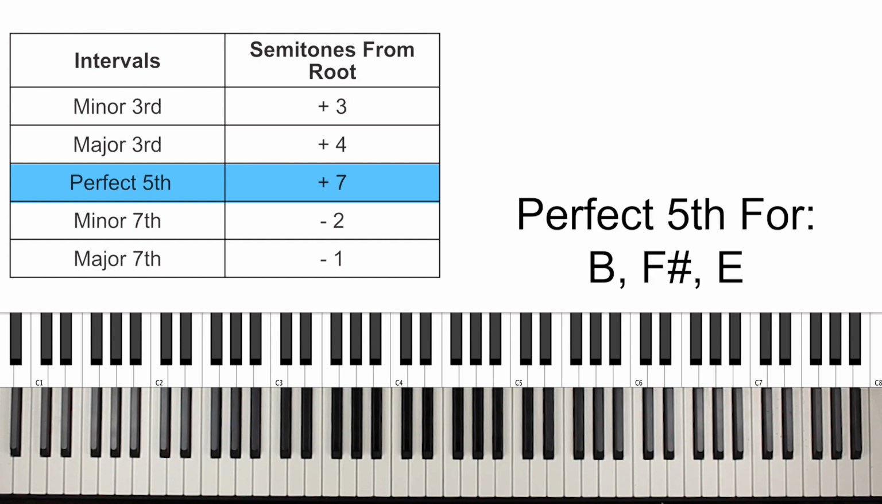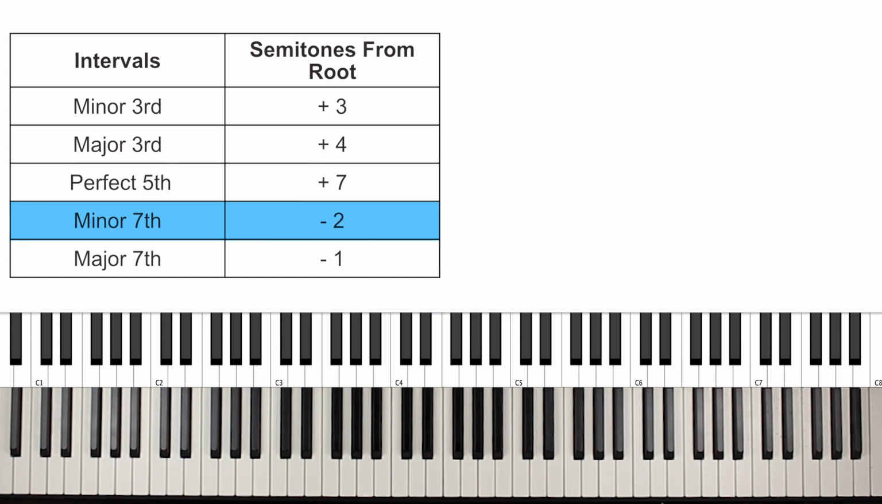We'll find the fifth for B, F sharp, and E. So for B, 1, 2, 3, 4, 5, 6, 7, the fifth is F sharp. For F sharp, 1, 2, 3, 4, 5, 6, 7, the fifth is C sharp. And for E, 1, 2, 3, 4, 5, 6, 7, the fifth is B.